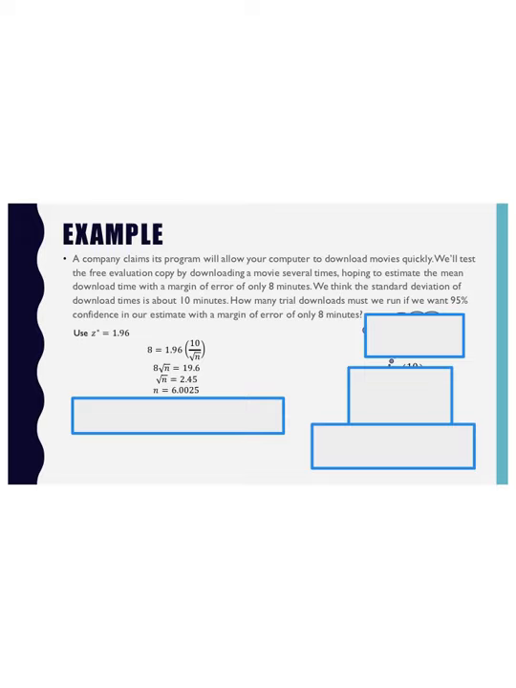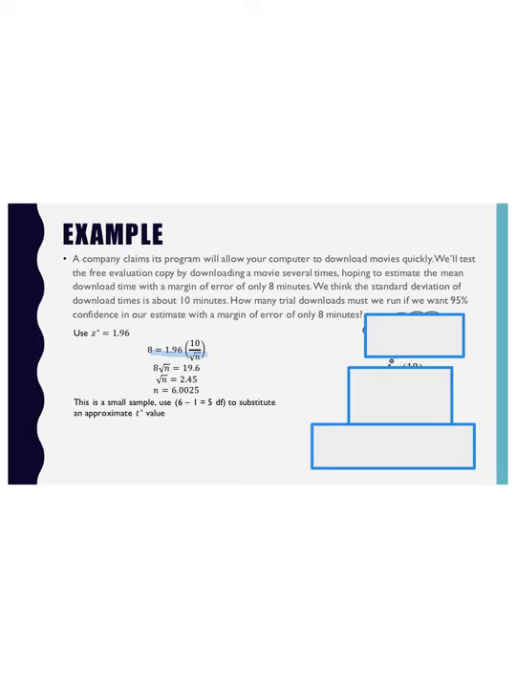We're going to use z-star just to get started. And if I use z-star and I want 8 minutes as my margin of error, I set up 8 equals 1.96 times 10 over the square root of n, since we don't know our sample size. When we solve for n, we do get approximately 6.0025. Okay, so what that means is this is a small sample, so we're going to use 6 minus 1, or 5 degrees of freedom, to substitute an approximate value of t star.